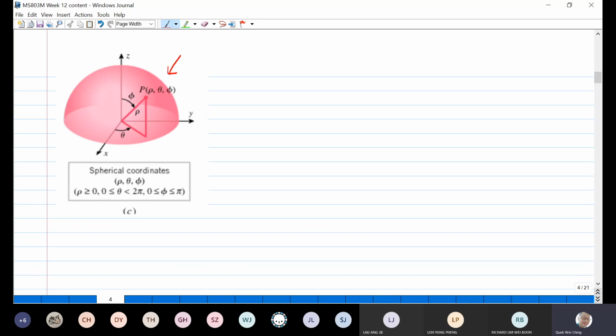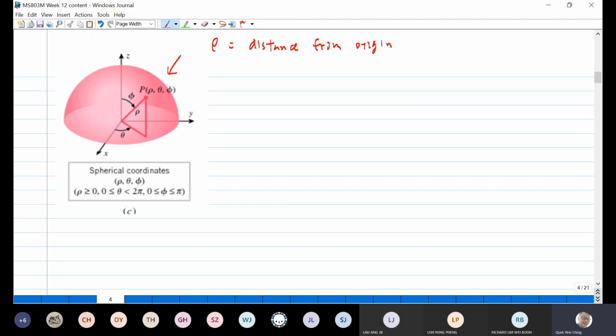There is rho here. Instead of the distance from the z-axis, now this rho is the distance from the origin. So how far away is this point from the origin? Instead of how far away from the z-axis as in the cylindrical coordinate system, now rho is the distance from the origin. You can see the point.